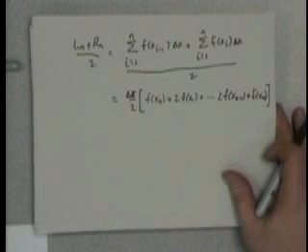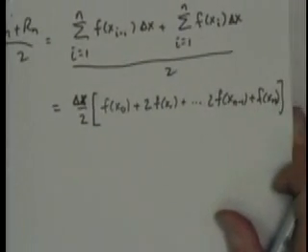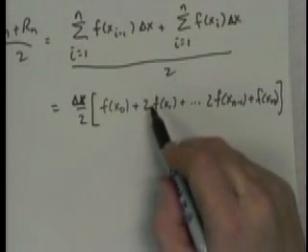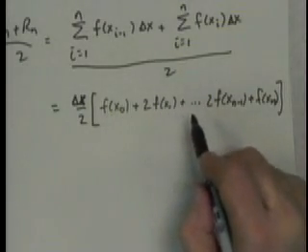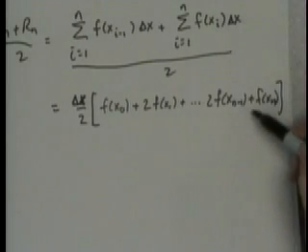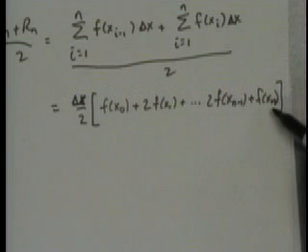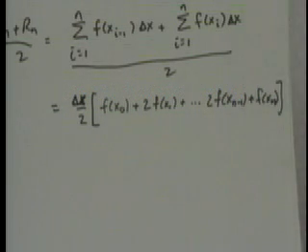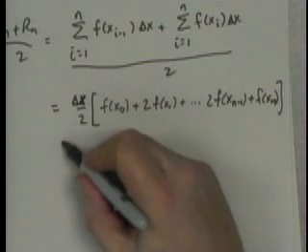Let me zoom in a little bit, because it's blurry to me. So f of x0, but then it's 2f of x1, it would be 2f of x2, all the way down to the next to the last one, 2f of x(n minus 1), and then the very last one, there's only one of those. That's what I'm going to get when I add these together. Now it turns out we call this the trapezoidal rule.